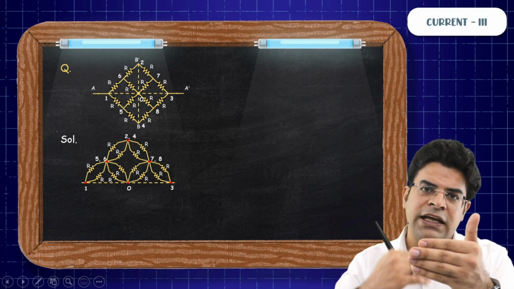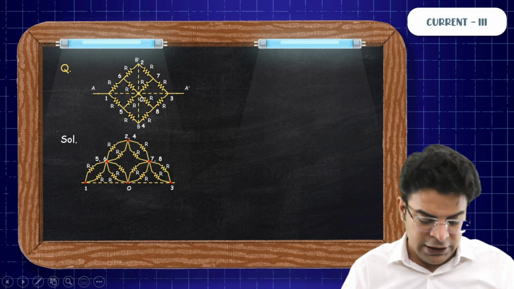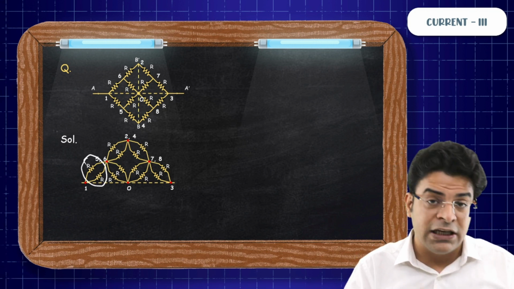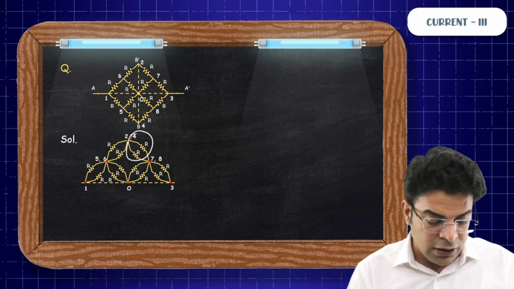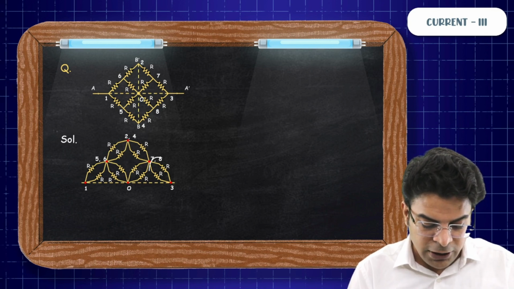Once this circuit has been folded, solving it becomes really easy. In place of these two, you can place a single resistance of R by 2. In place of these two, you can place R by 2. In place of these two, R by 2, R by 2, R by 2.